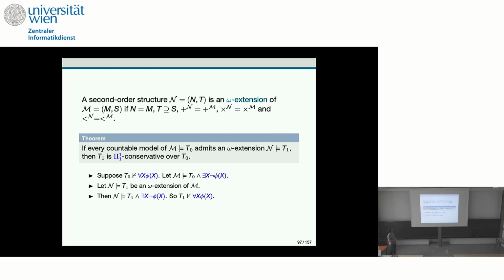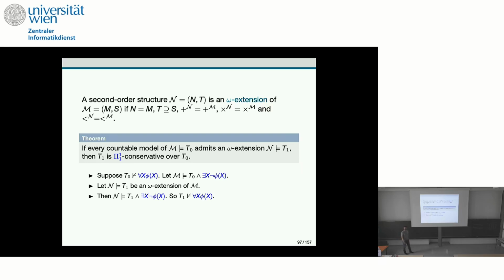We can show that if you have this omega extension, it shows that T1 is pi11 conservative over T0, and the proof is almost the same, in the sense that if you have a pi11 sentence which is not provable over T0, then you have a model of the negation of a sigma 1 property. And because you take an omega extension, this witnessing set will also belong to the extension, and so you will again have a model of T1 and the negation of the formula, which shows that T1 does not prove the pi11 sentence.